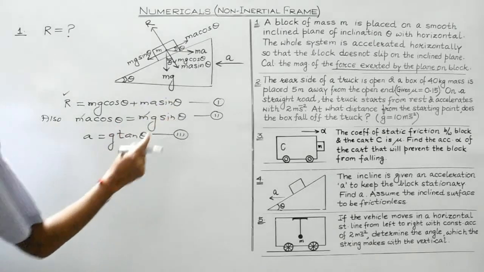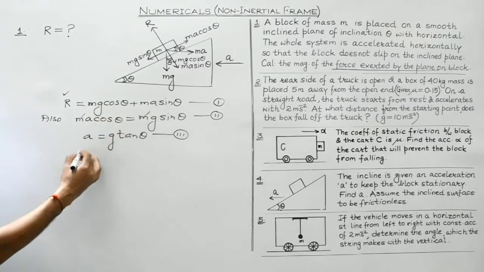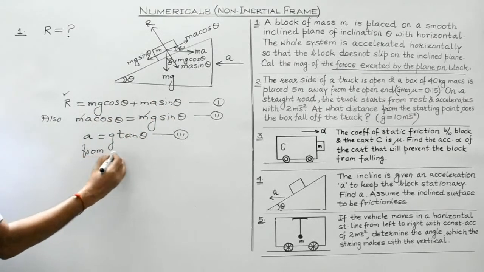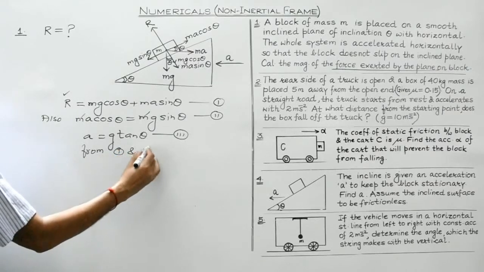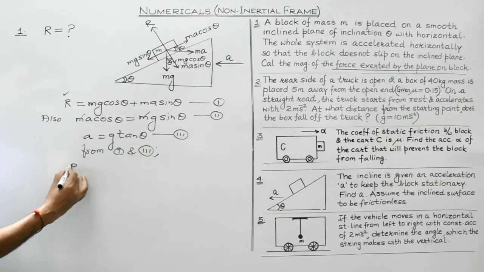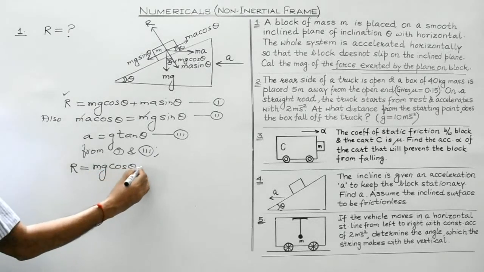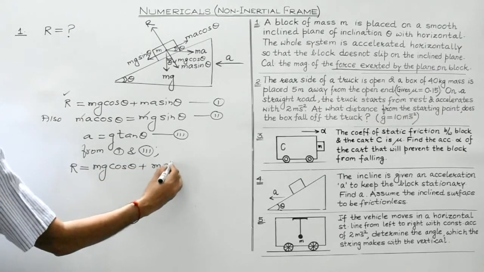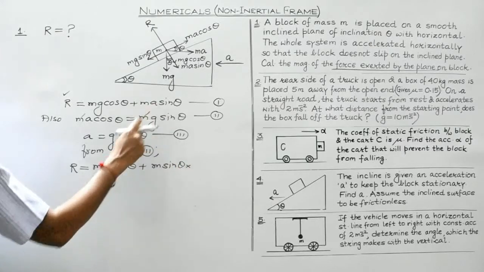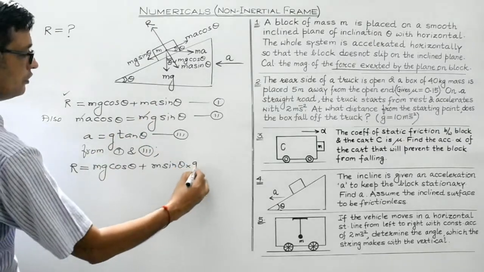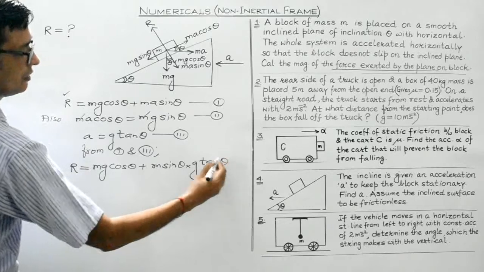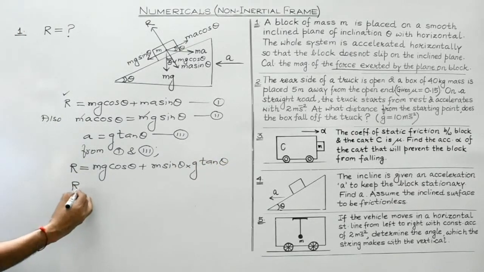Now, from equation 1 to 3, substitute this value of A over here. So, from 1 and 3, what we get is normal reaction R is equal to mg cos theta plus m sin theta multiplied by A. A is g tan theta, right? So, let's try to evaluate it.